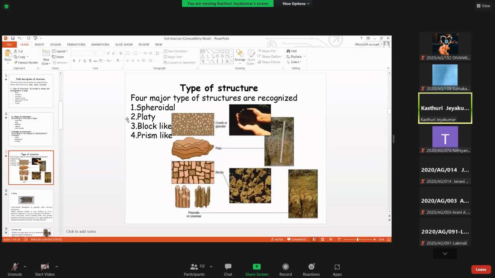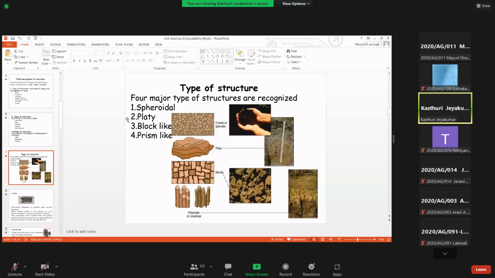Type of structure. Four major types of structures are recognized: spheroidal, platy, block-like, and prism-like. Spheroidal: the primary soil particles are around in roughly spherical beds less than 1.25 centimeter. Enough. Next person will explain those things.